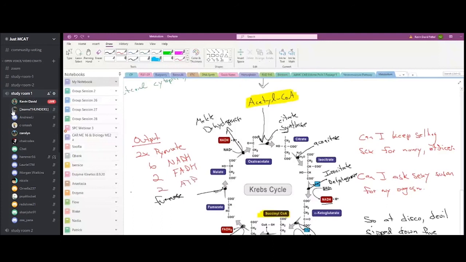Cool. Also, I think the FADH should be FADH2. Oh, pardon me. Thank you. I like it. Absolutely correct. Stand corrected. Good job. Excellent. Yep. It is FADH2, not FADH.